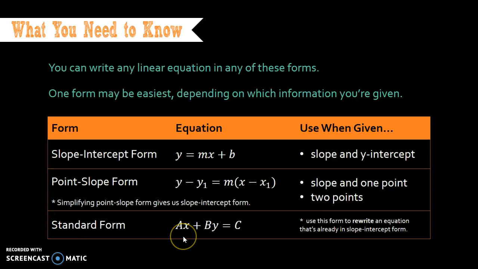A times x plus b times y equals c, where c is a constant value. Use this form to rewrite an equation that's already in slope-intercept form. So you would start with slope-intercept form and then rearrange it to get your variables on the left side and your constant on the right side.